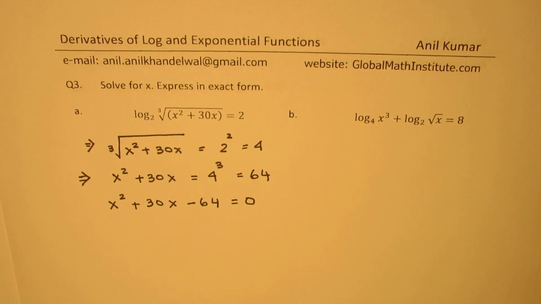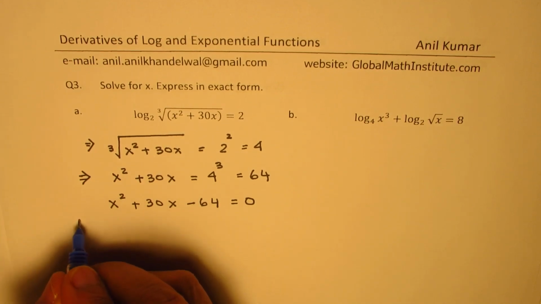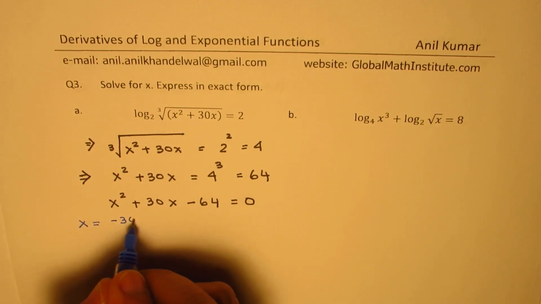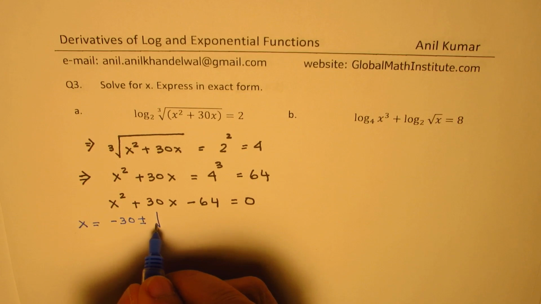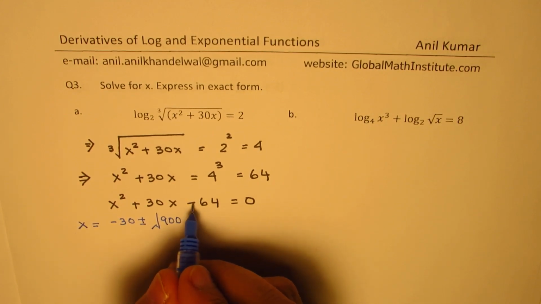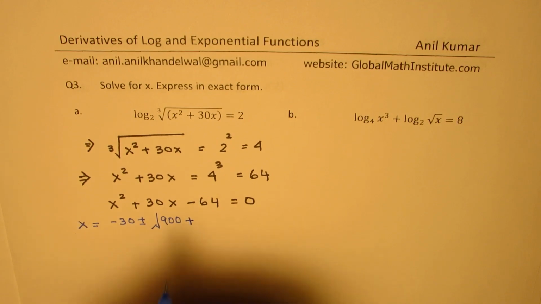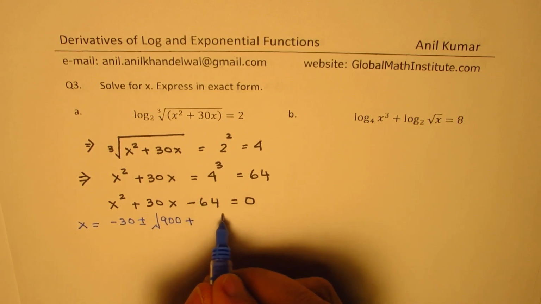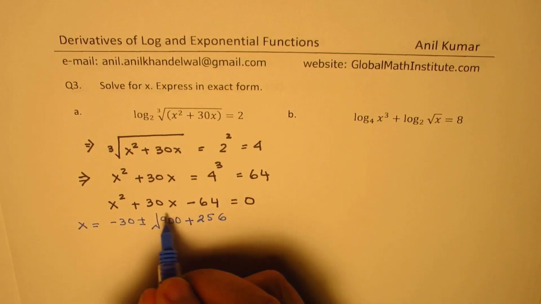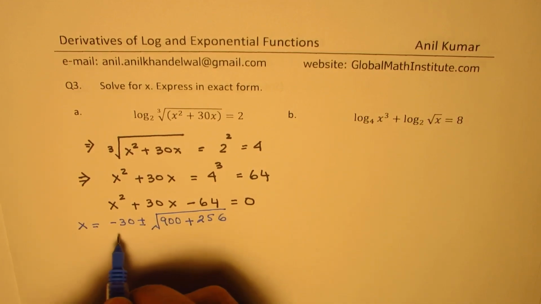Now you can use the quadratic formula to find the answer. We have to give it in exact form. So we can write this as x is equal to minus b, which is 30, plus or minus the square root of b squared, which is 900, minus 4ac. This is negative, so it becomes positive. 4 times this, 4 times 4 is 16, 6, 1, 24, and 1 is 256, divided by 2.